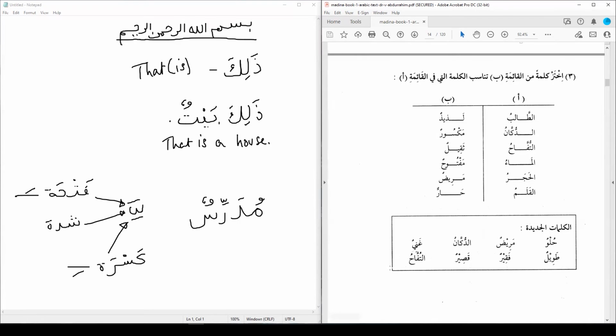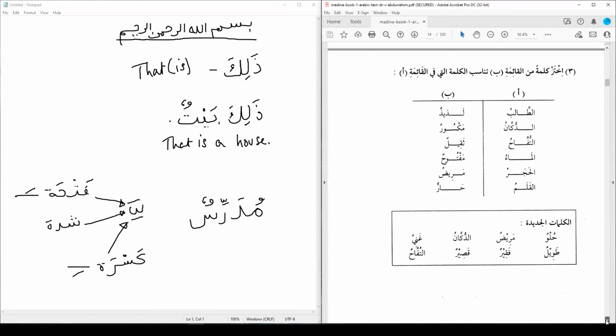And then here we have another list of new words. Let's translate these words together. Hulwun means sweet. Maridun, sick. Ad-dukkanu, the shop. Ghaniyun, rich or wealthy. Tawilun, tall. Faqirun, poor. Qasirun, short. At-tuffahu, the apple.